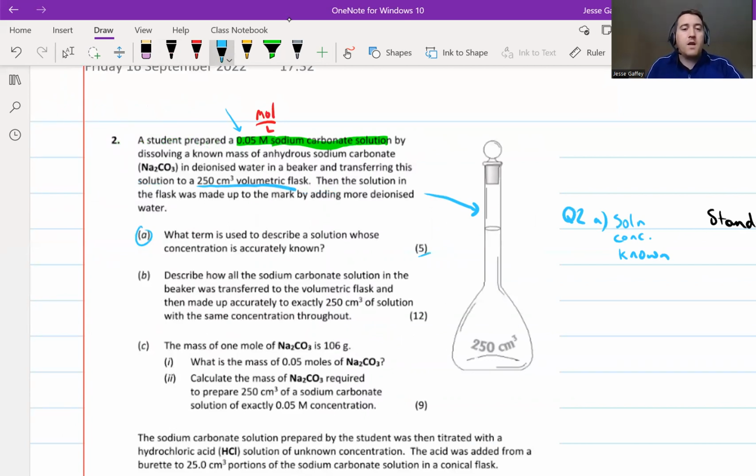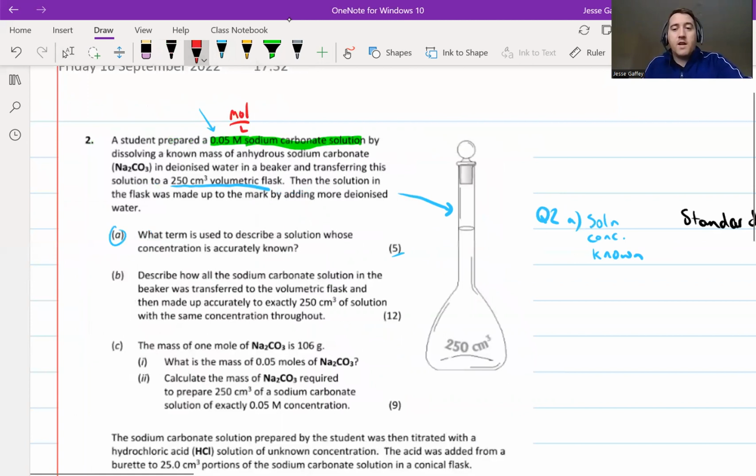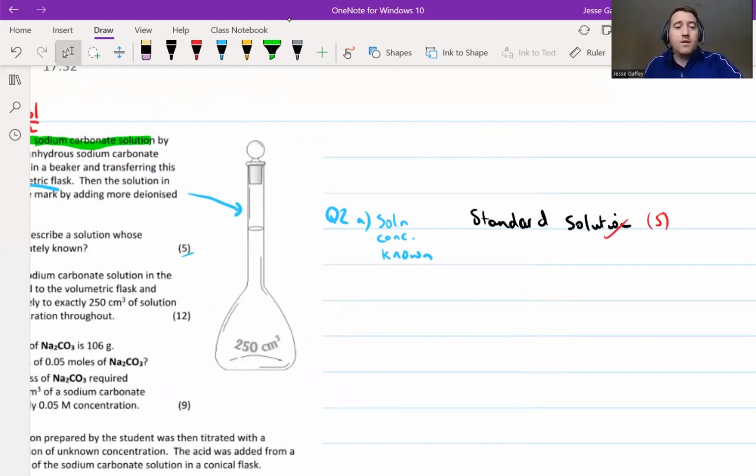That was what, 5 marks. All right, so again, probably a good idea to tick it if you got it right, and if you got it right, give yourself the 5 marks. Good. All right, let's move on.